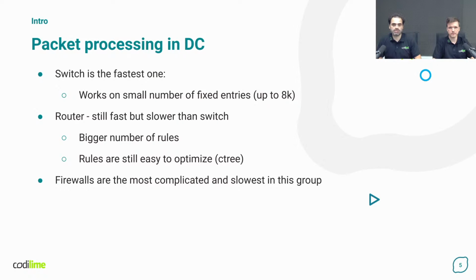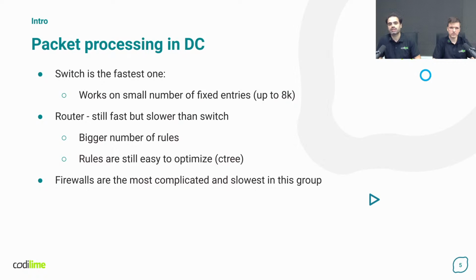Then we have routers. Routers are still fast. They are slower than the switch, but still very, very fast. Why slower? They work on a bigger number of entries, up to millions of entries, but those entries are still very easy to optimize. We can use the C3 algorithm to optimize such a list of entries and search them way faster.